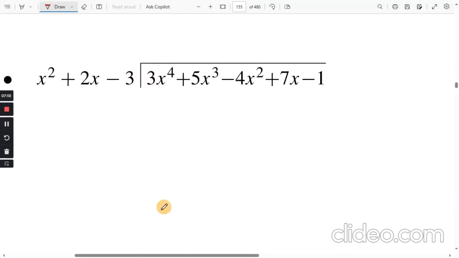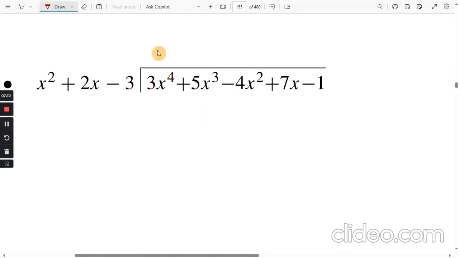Anyhow, we're basically asking what times x squared gives us 3x to the 4th. Or you could say 3x to the 4th divided by x squared. Well, that's just going to be 3x squared. In case you didn't see it, 3x to the 4th divided by x squared: you keep the 3, and on the x you just do 4 minus 2.